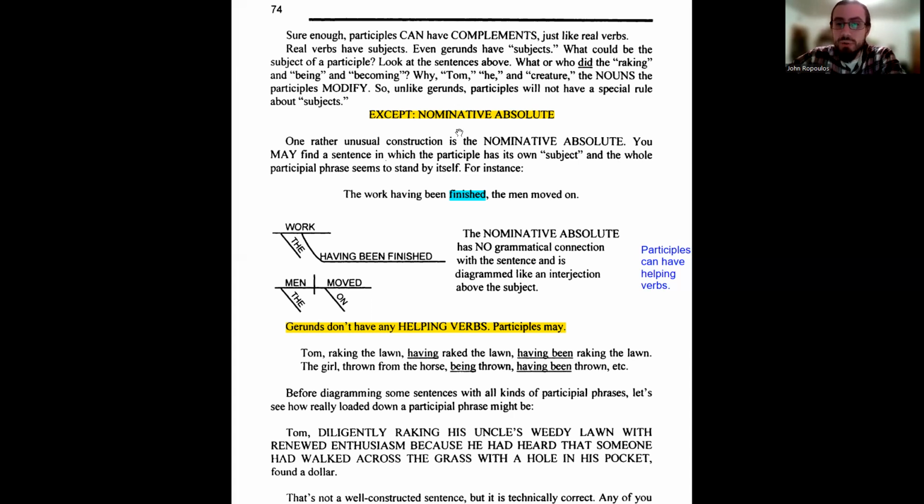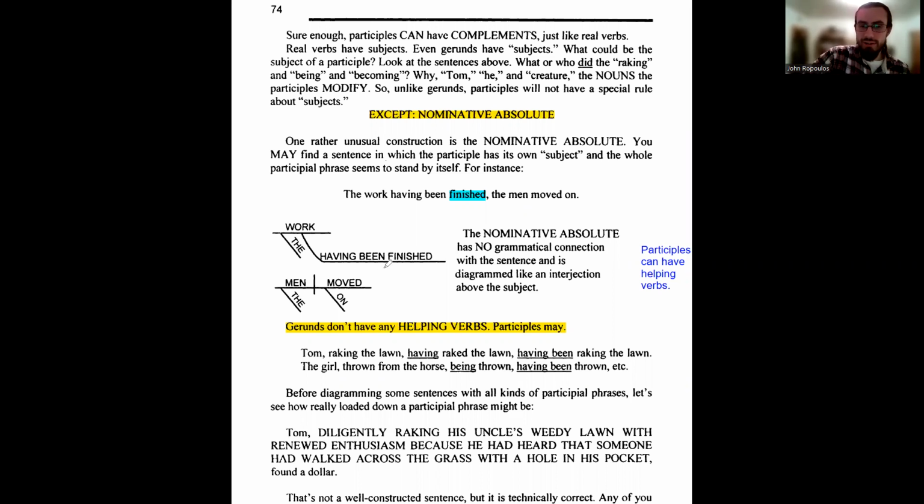One rather unusual construction is the nominative absolute. You may find a sentence in which the participle has its own subject, and the whole participial phrase seems to stand by itself. For instance, the work having been finished, the men moved on. So look, where's the participle? Finished. Well, what is finished? It's the work, okay? So this is kind of strange.